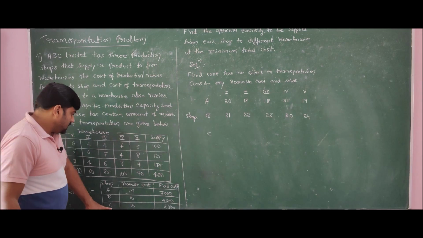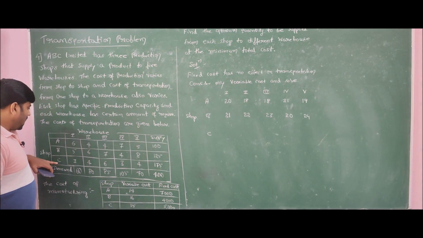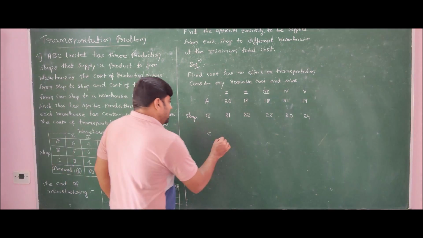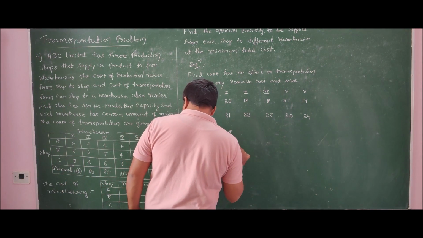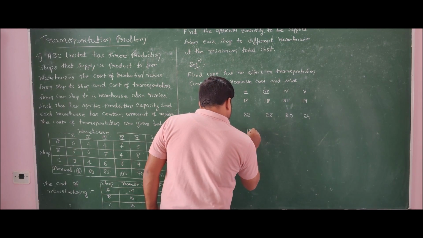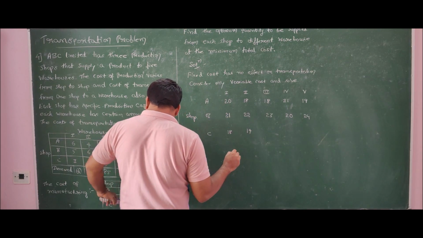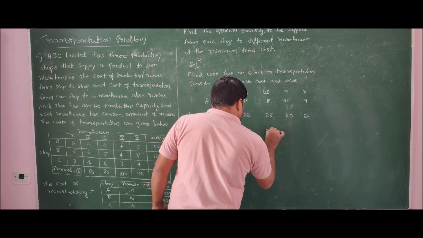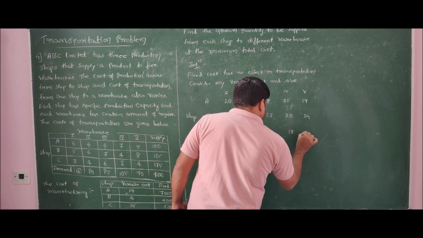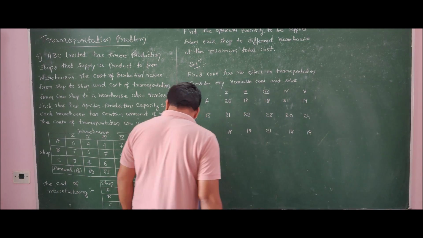Then for shop C the variable cost is 15, so add it to shop C, that is 15 plus 3 is 18, 15 plus 3 is 18, 15 plus 4 is 19, then 15 plus 6 is 21, 15 plus 3 is 18, 15 plus 4 is 19.